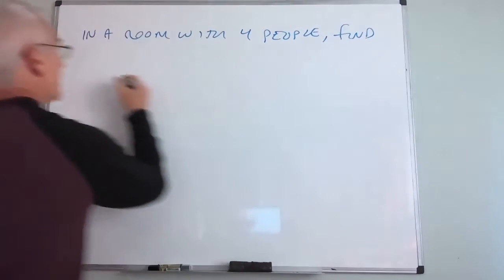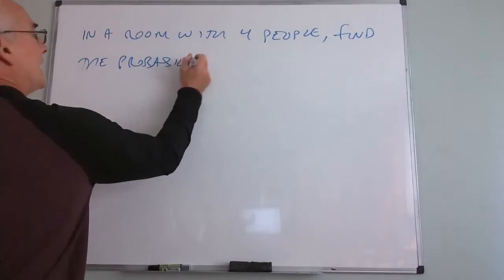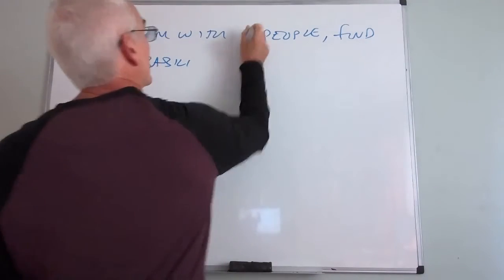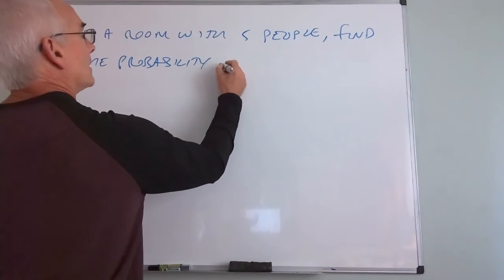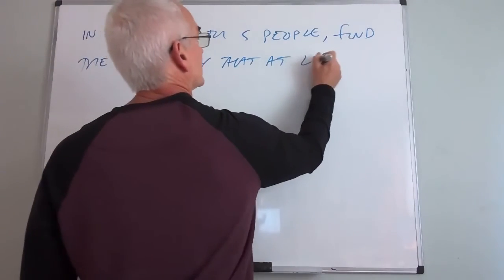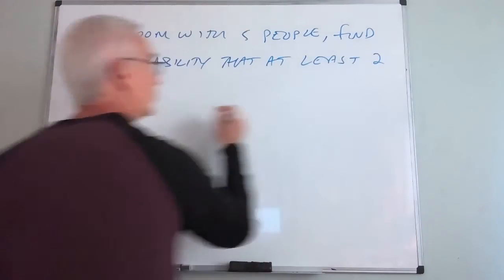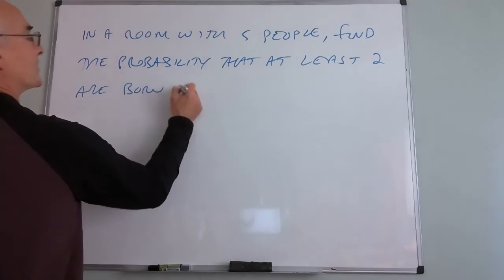I want to find the probability. Actually, let me go 5 people. I want it to be higher. A room with 5 people, find the probability that at least 2 are born on the same day of the week.